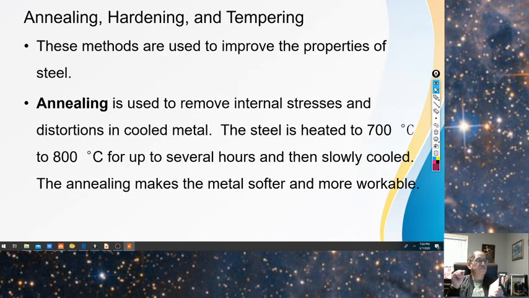Now know annealing. What's annealing? These are processes we're using now to make the steel better in some way. Used to remove distortions. Know what it is and why we do it. So this one here, for example, you would know that it's used to remove internal stresses and distortions in cooled metal. And then the last line, the annealing makes this metal softer and more workable. So know that.